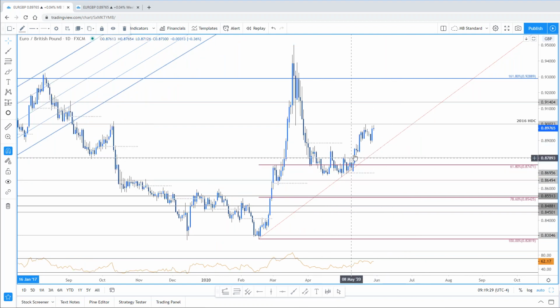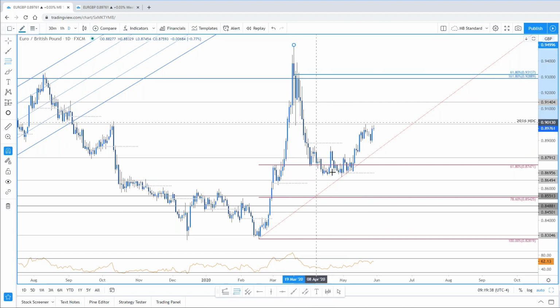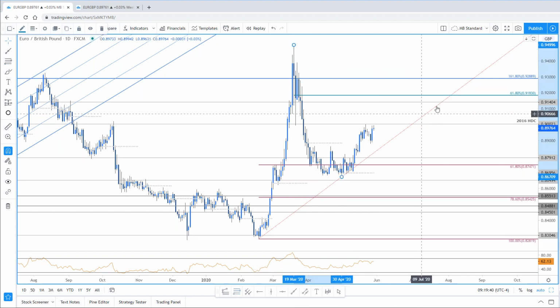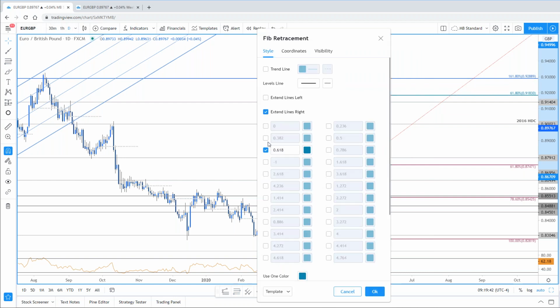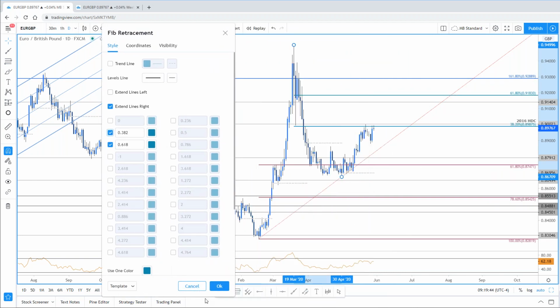So here's your monthly open. Looked like a monthly opening range back on the 13th or the 12th there. Stretch into the 2016 high day close. Let's see if any retracements have been fulfilled here. It's got the 38.2, probably. There it goes.